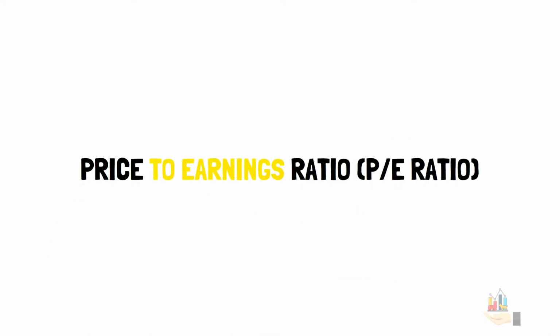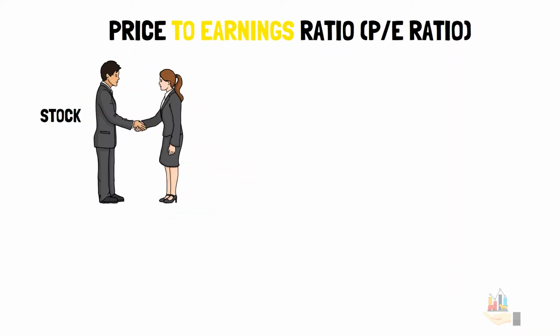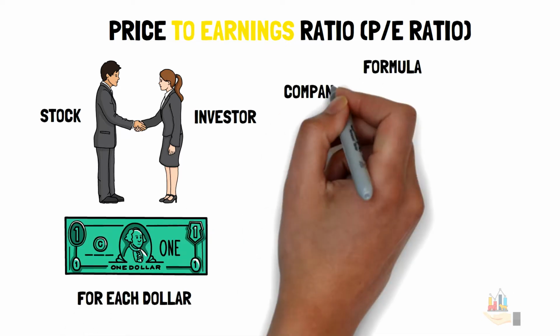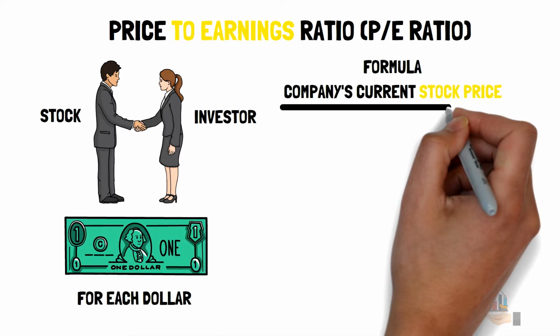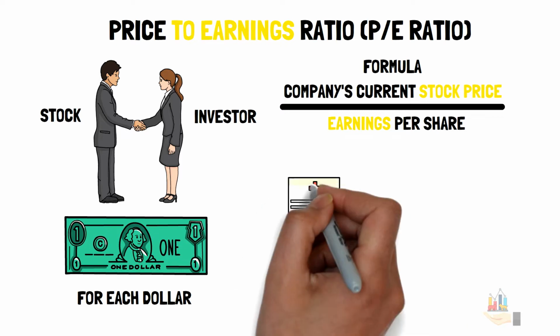Next, price to earnings ratio. This measure of stock value tells you how much investors are willing to pay to receive $1 of the company's current earnings. Dividing a company's current stock price by its earnings per share, usually over the last 12 months, gives a company's trailing PE ratio. Dividing the stock price by forecast earnings from Wall Street analysts gives you a forward PE ratio.